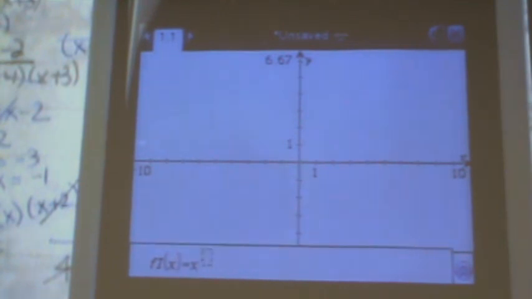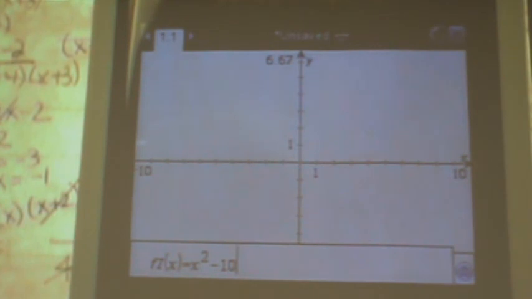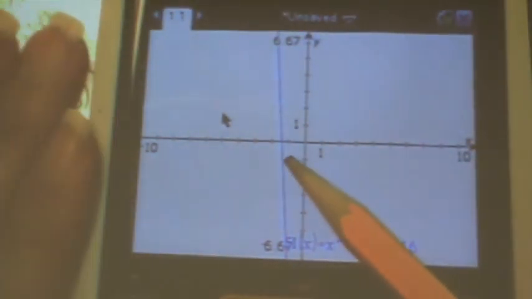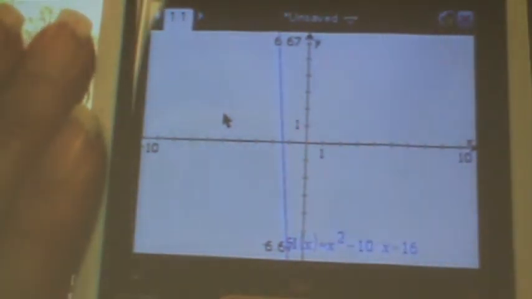Okay, we're gonna graph this. We have the same equation. Read it to me. X squared minus 10x minus 16. So you're gonna type that in, hit enter, and graph it. And again, it's the same thing, you gotta change the window.